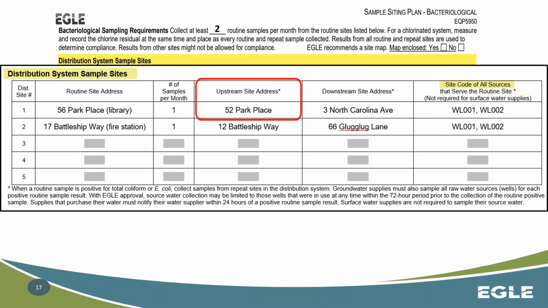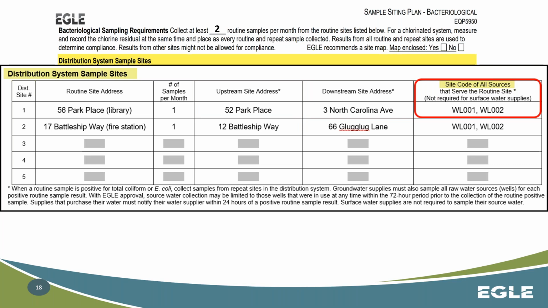Next comes the upstream and the downstream sample locations. These need to be within 5 service connections of the routine site. In case of a routine positive sample, the upstream, downstream, and routine sites need to be sampled within 24 hours. These are called the repeat samples.